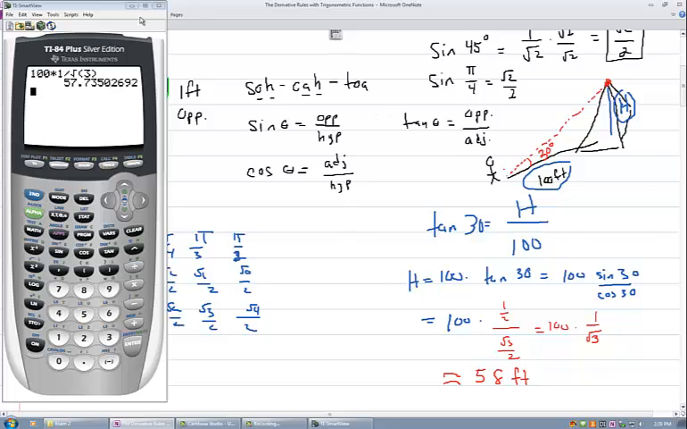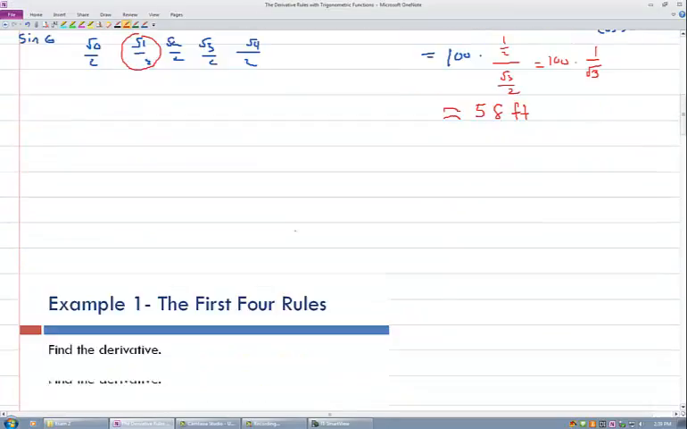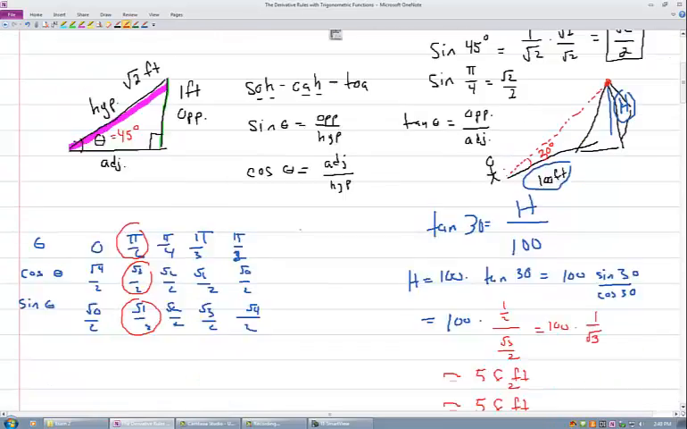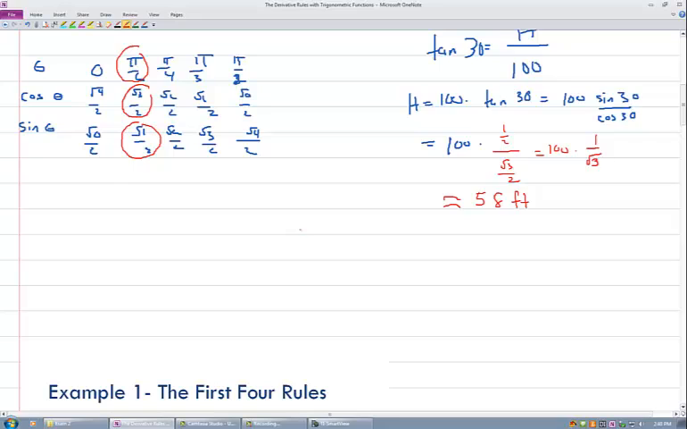All right, so moving on, what we want to do next is we want to talk about the various rules on how to differentiate trigonometric functions. So let's write down the rules here. So right above here, I'll write down the trigonometric rules. And so there's really 6 of them.